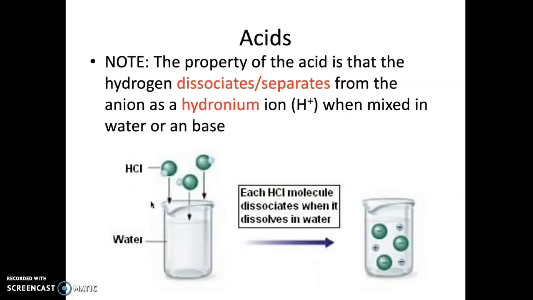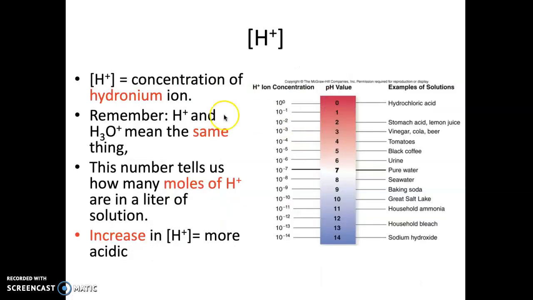So remember, the property of an acid is that when you put them in water, they separate, right? So we get this H plus ion, and that is directly related to pH. So H plus is the concentration of hydronium ion. That's the brackets part. Remember, H plus and H3O plus mean the same thing. And now this number tells us how many moles of H plus there are in a liter of solution. When I have a higher number of H plus, it's more acidic.